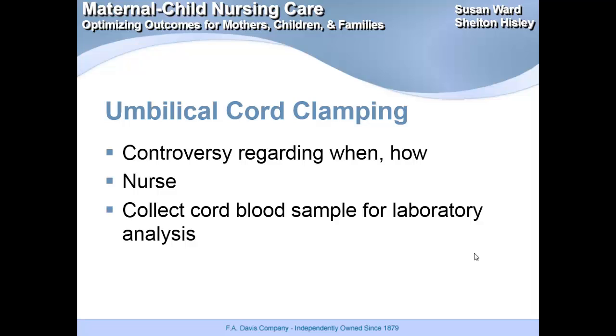So it's been thought that this can reduce any iron deficiencies in the infant, but I talked about in my previous podcast that when more blood gets to baby, they're going to have more red blood cells, so they'll have that polycythemia, and that can increase their risk for jaundice. So your job is to inspect the cord, make sure there's 2 arteries and 1 vein, and then they'll collect a cord blood sample for the lab to analyze.